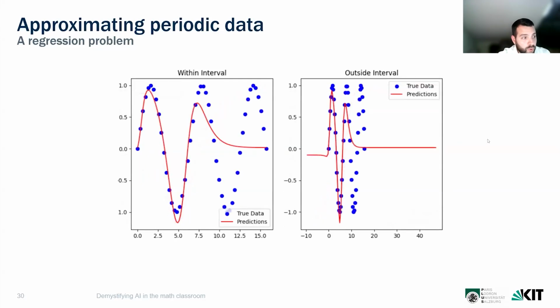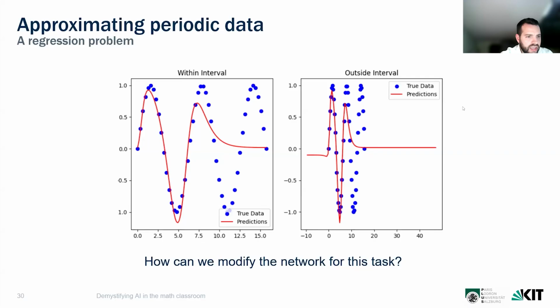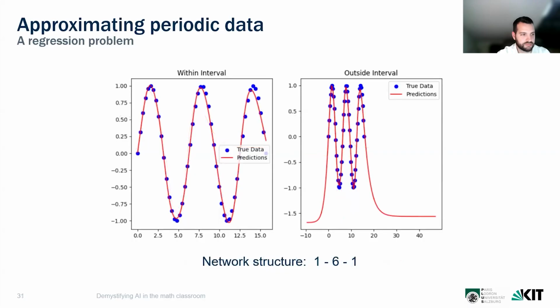And if we have more functions, then we have a problem because our network cannot solve this. We only have a limited amount of extremes that we can create. So then the students can answer the question, how can we modify the network for this task? And usually they get to the answer that, yeah, just add more functions. And this is the case.